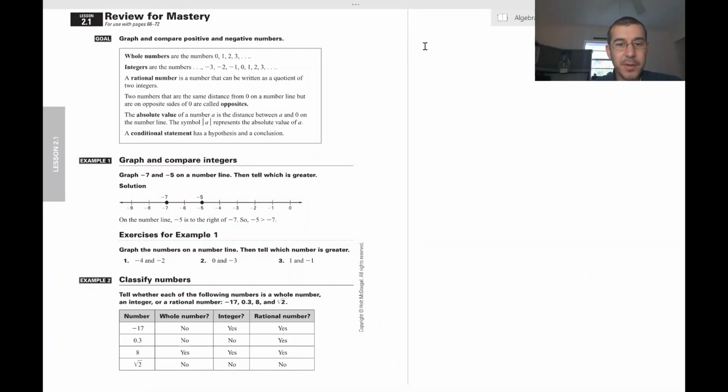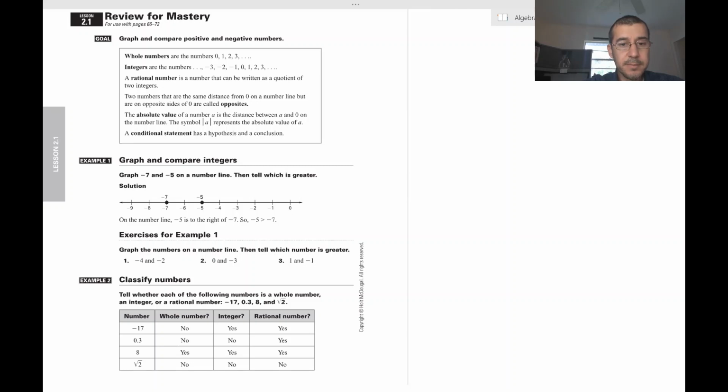This is Oliver. We are learning algebra by working through many problems from the Larson textbook. This is section 2.1. We're going to do a review for mastery problems today, as well as challenge practice problems. The goal in this section 2.1 is to graph and compare positive and negative numbers. The main concepts are whole numbers, integers, rational numbers, opposites, absolute values, conditional statements. We discussed those in previous videos, so I'm going to skip and start solving problems.